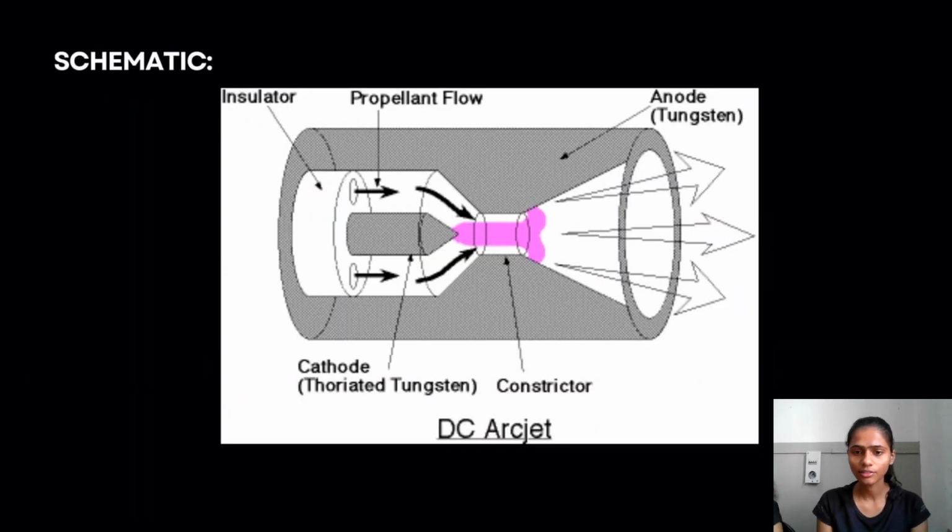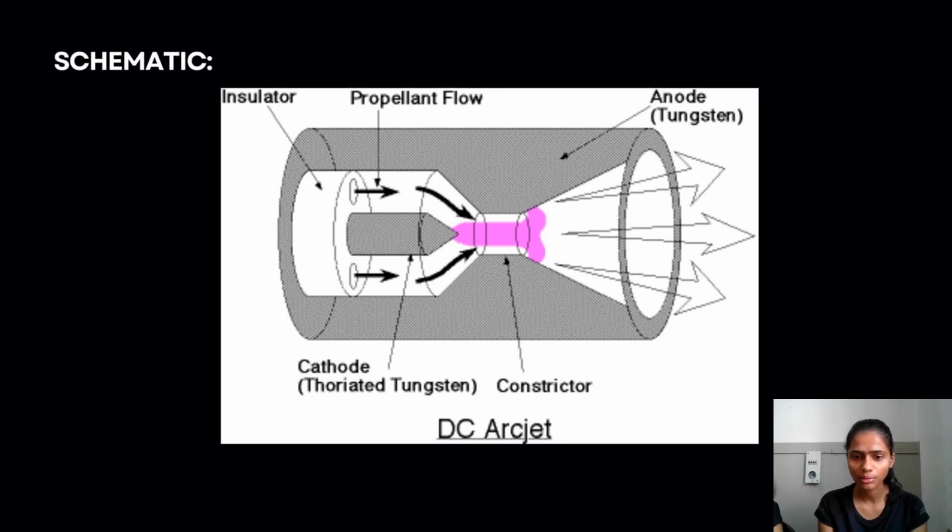This is the diagram of a DC arc-jet thruster. It is a type of electrical propulsion engine that uses an electrical arc to heat the propellant, typically helium, to very high temperature. The hot propellant is ejected through a nozzle to produce the thrust. DC arc-jet thrusters are relatively simple and efficient, and they can be used for a variety of applications, including spacecraft propulsion, attitude control, and station keeping.